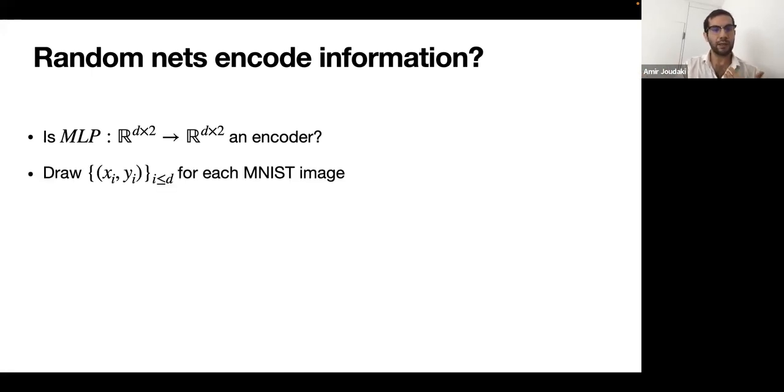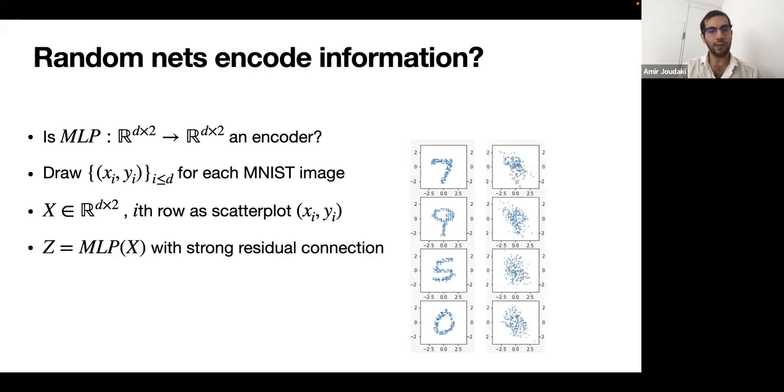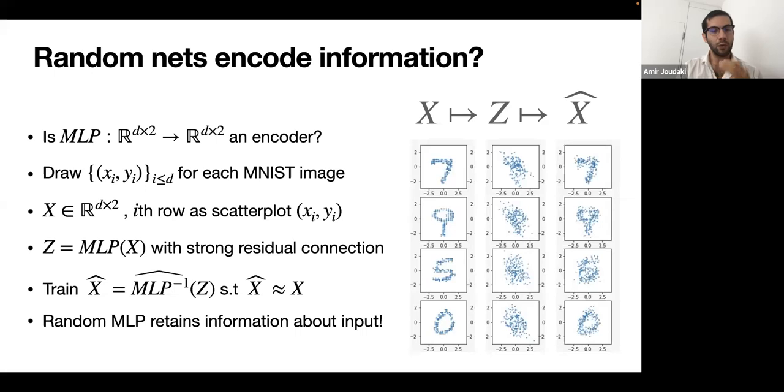So for that, we can draw samples from, for instance, MNIST images, and use them as input to your MLP. So you have again an MLP, with the only exception here that we have strong residual connections. So you create these noise vectors, Z. And then we can ask, can we train or reconstruct this X back? And the surprising answer is yes. So while the MLP is completely random, this inverse function is actually learned. So it's just a training process.